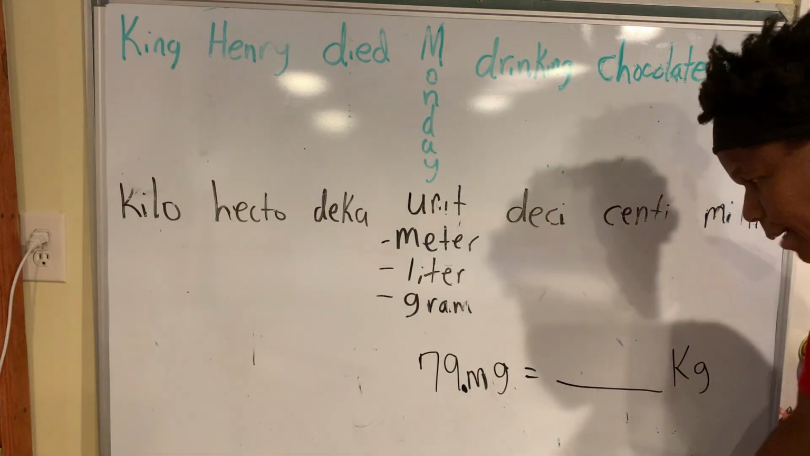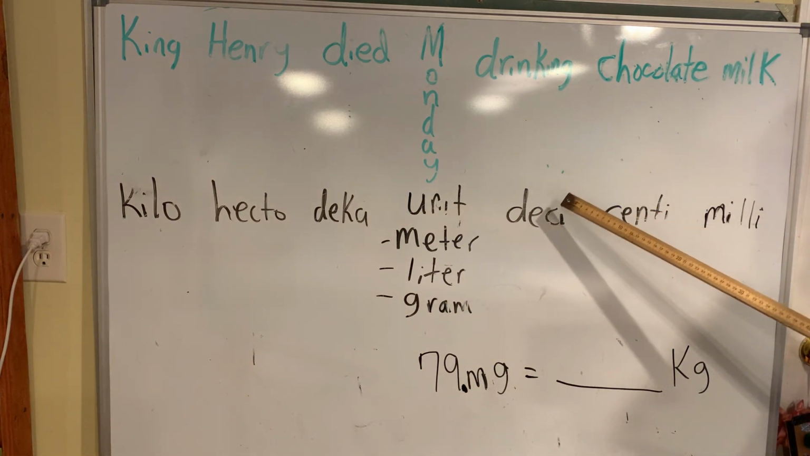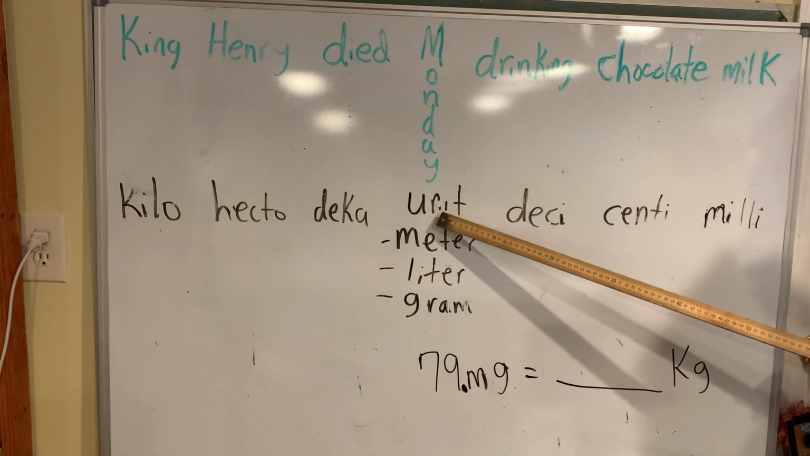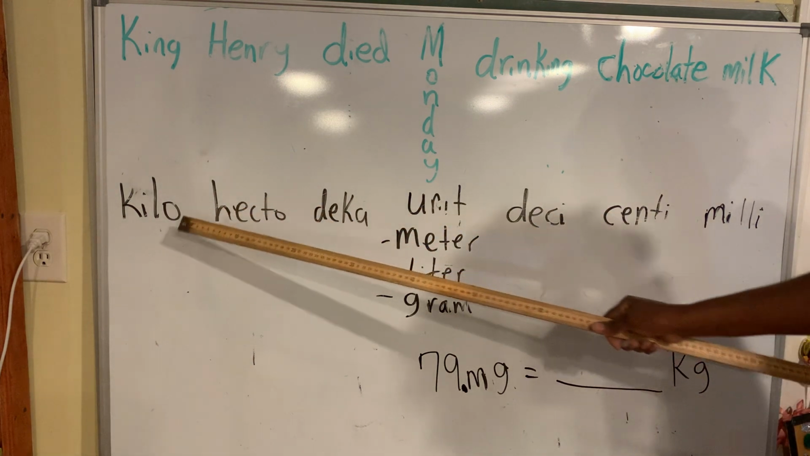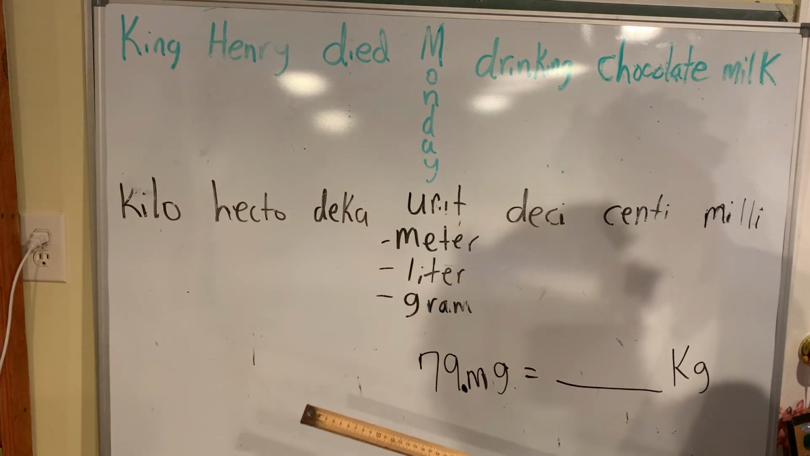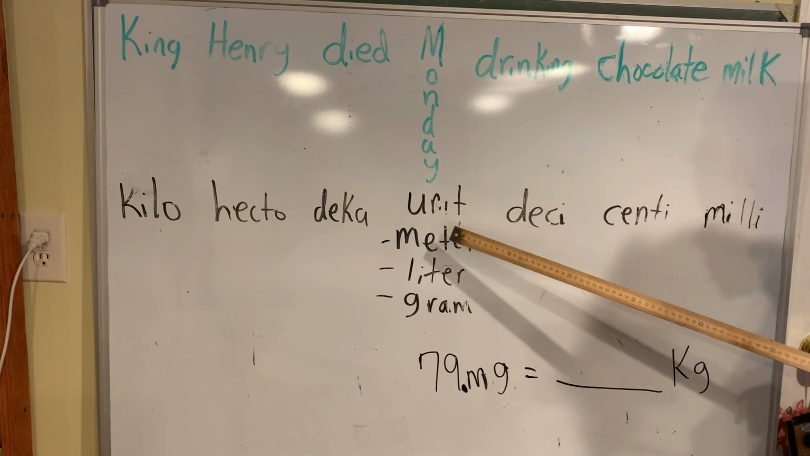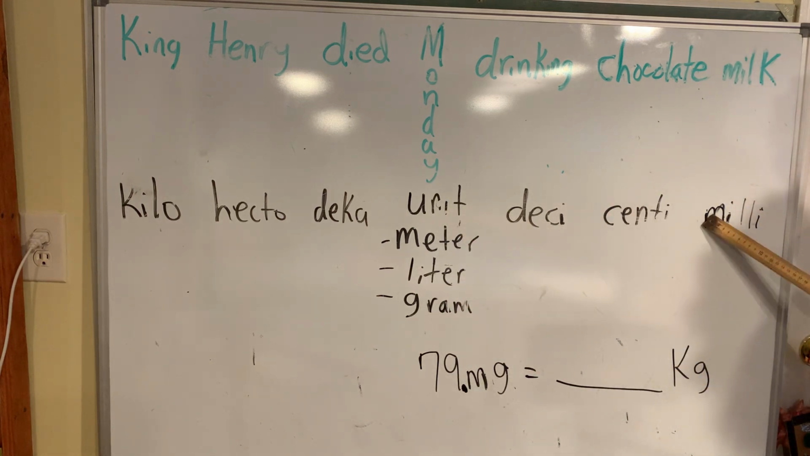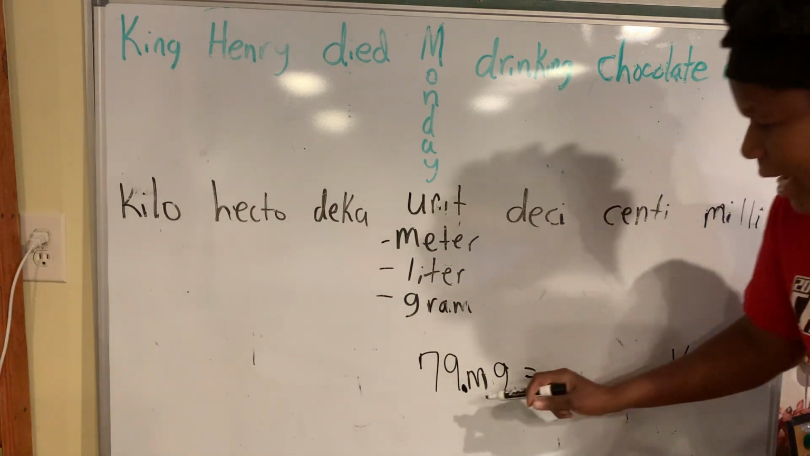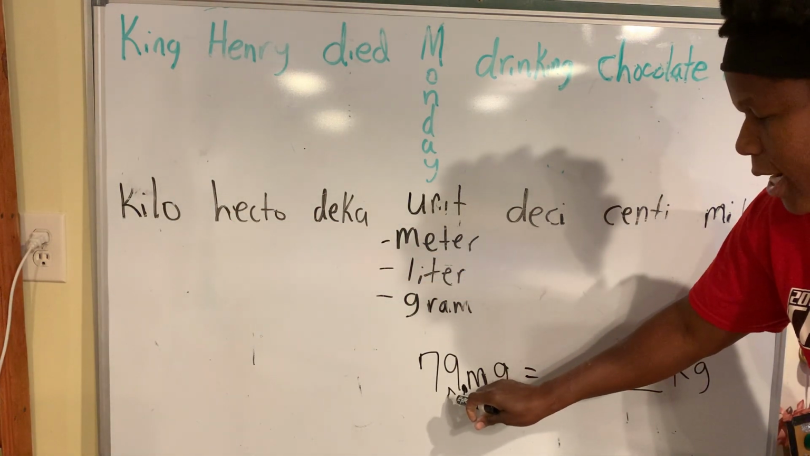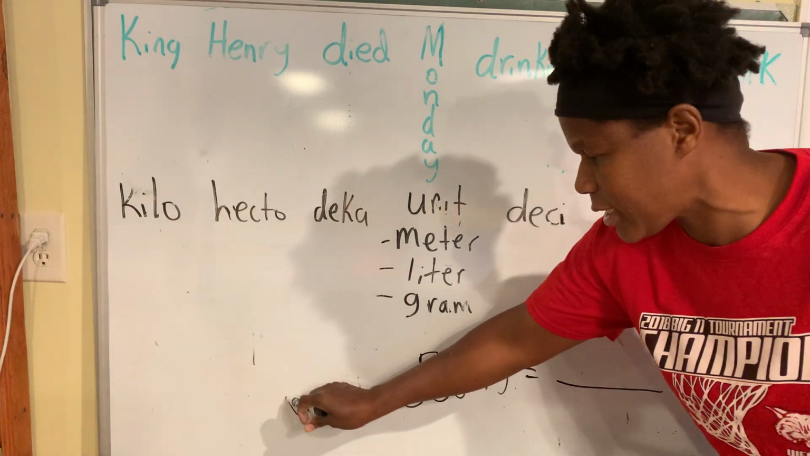So let me count those steps. Let me count them. I'm starting here. 1, 2, 3, 4, 5, 6. That's right. I move it over 6 times. Yes, you cannot forget this. You can't skip over that, okay? So you go 1, 2, 3, 4, 5, 6. I move the decimal 6 times in the direction that I'm moving.